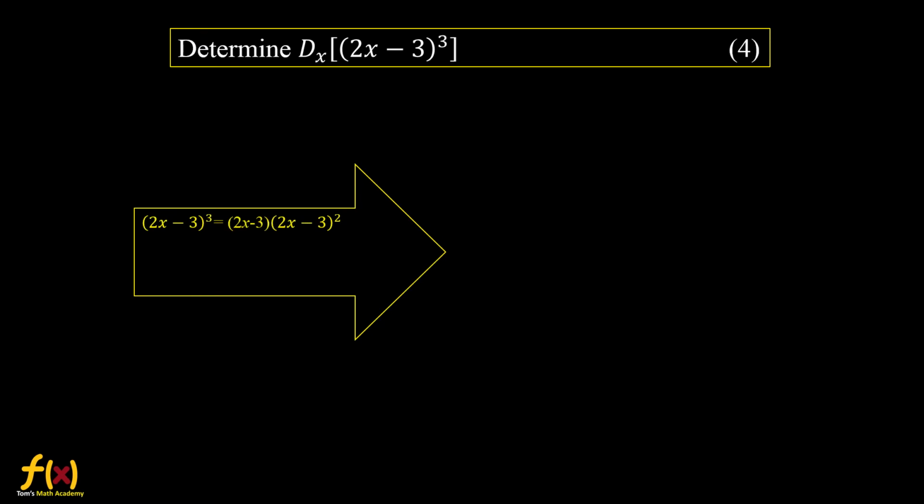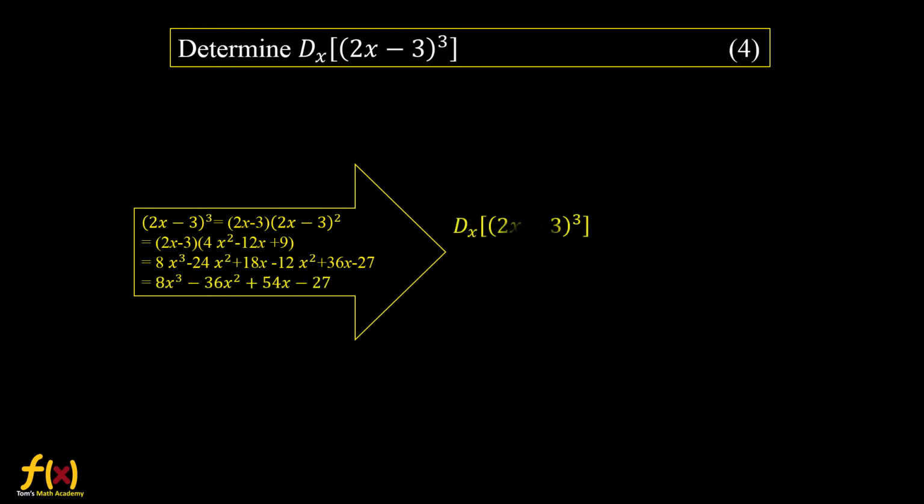2x minus 3 times 2x minus 3 whole square. Expand the square carefully, remove the bracket, simplify as much as possible. We get 8x cubed minus 36x square plus 54x minus 27. That is the extra job.